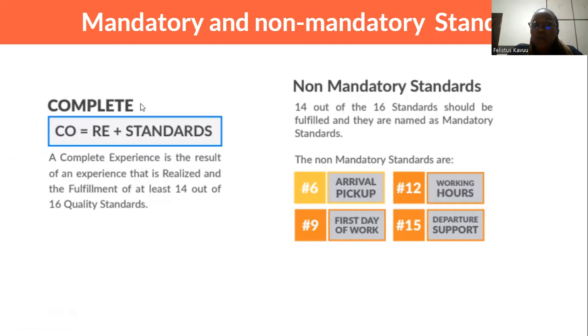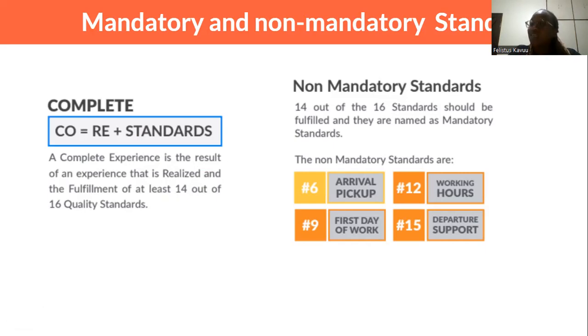I said I will talk about complete conversion rate, like net promoter score. Basically, a complete experience is the result of an experience that is realized. Remember, an EP is realized when they come for their first day of work, and a complete requires the fulfillment of at least 14 out of the 16 quality standards. So it's not just about them finishing the experience and filling the net promoter score. If we only fulfilled 10 out of the 16, it won't be counted as a complete. And I know you may be wondering, so what? They finished the experience and they've left the country. What does that have to do with us, their conversion rate, and whether we get a complete? That will make sense when we talk about IR partnerships.